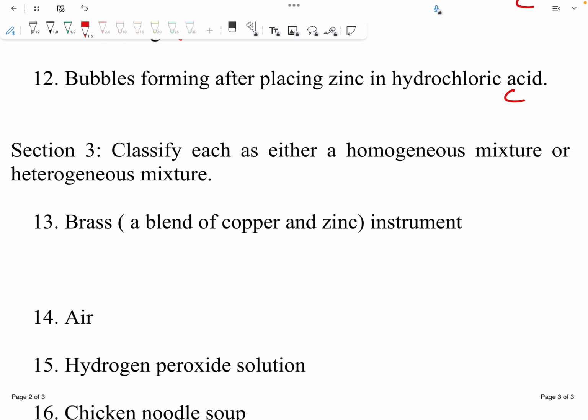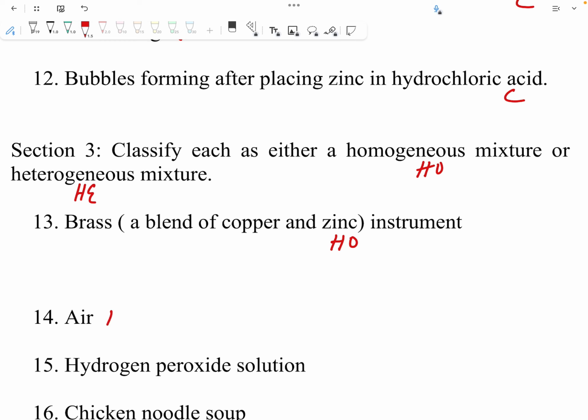Section 3, classify each as either a homogeneous mixture or heterogeneous mixture. Homogeneous mixture, we're going to label with an HO. Heterogeneous with an HE, okay? So, we have brass, which is a blend of copper and zinc. You have a brass instrument. Simply, we have a homogeneous mixture. There is no difference. If you look at a brass instrument, you do not see the differences at all. That's going to be homogeneous.